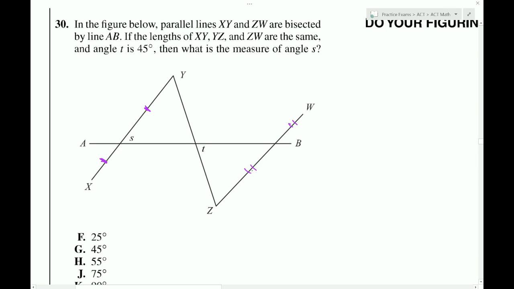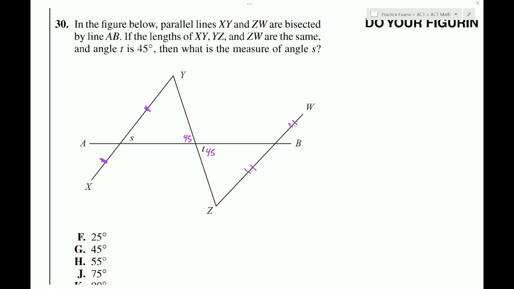If the lengths of XY, YZ, and ZW are all the same, and angle T is 45 degrees, so here's angle T being 45, then what is the measure of angle S? Okay. So right away, vertical angles tells me that this is 45. And now I've got to use the fact that these lengths are the same. So the whole thing of XY and the whole thing of YZ and the whole thing of ZW, they're all equal. So how can I use that?